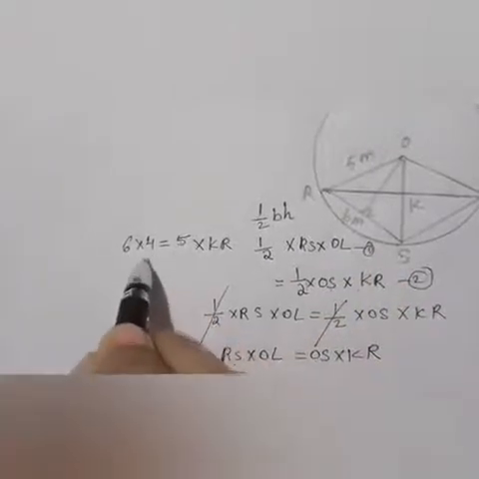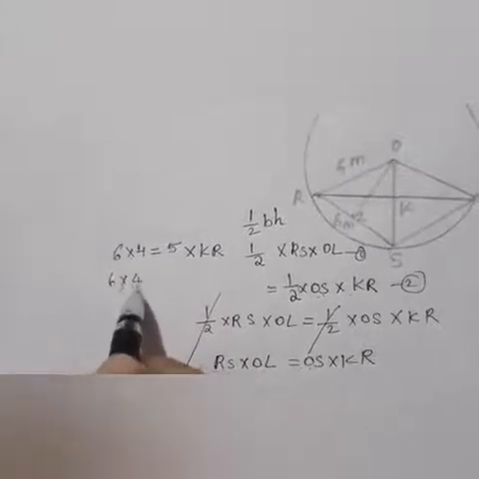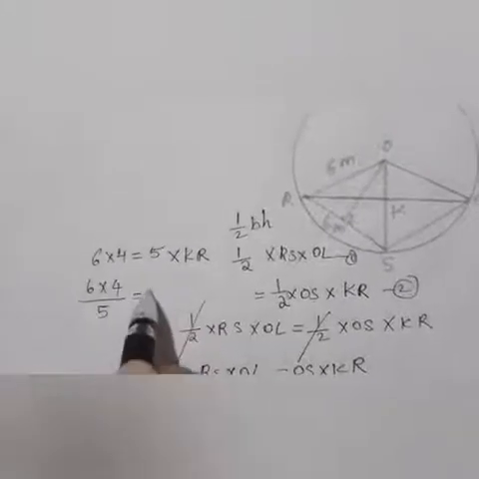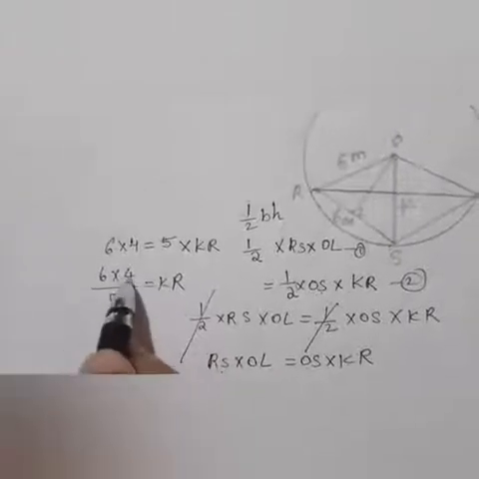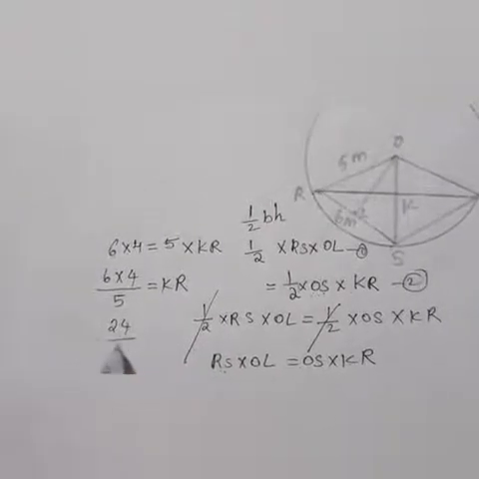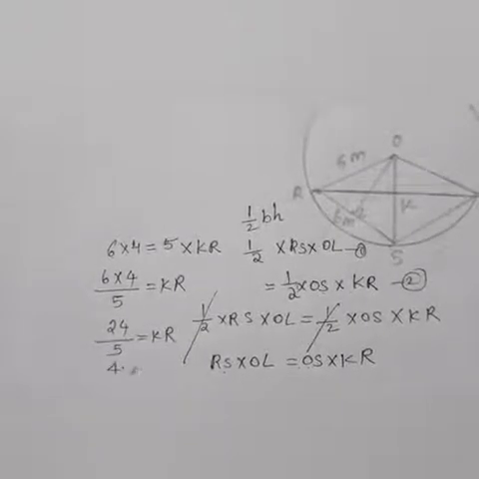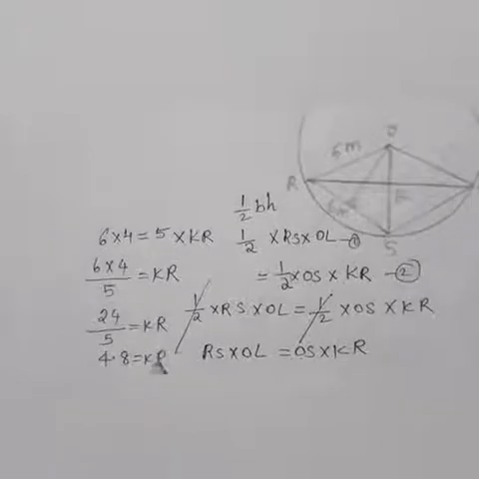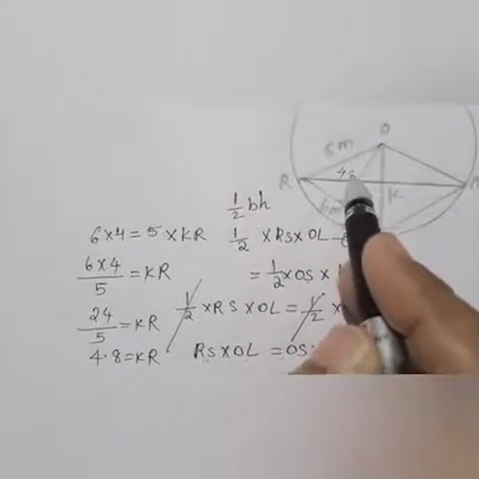Now transpose this 5 to this side. 6 into 4 by 5 equal to KR. After multiplication, 6 4s are 24. 24 by 5 equal to KR. Then divide, we get 4.8 equal to KR. That means this distance 4.8.